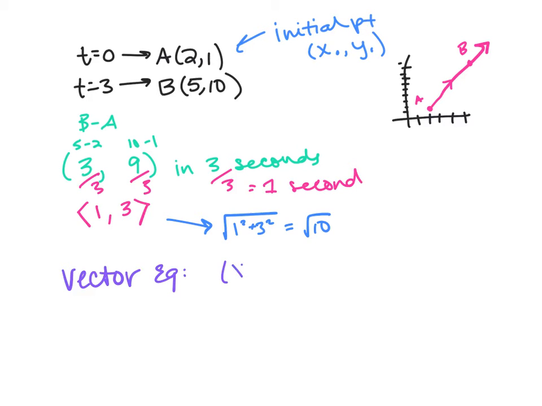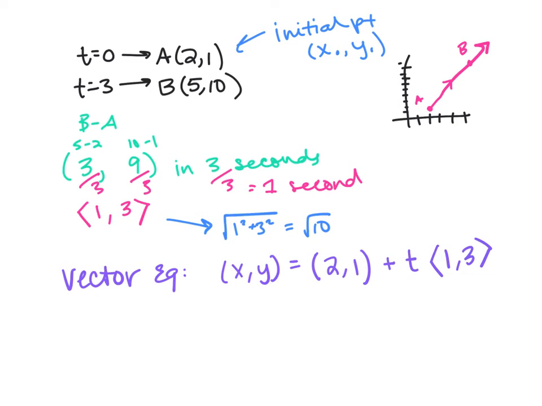Our xy should be there, because that's the whole point, kind of like a y equals equation. x naught, y naught is our initial vector, so that's 2, 1. That's where the object starts, plus t, that's our variable. And then we have our velocity vector, 1, 3.